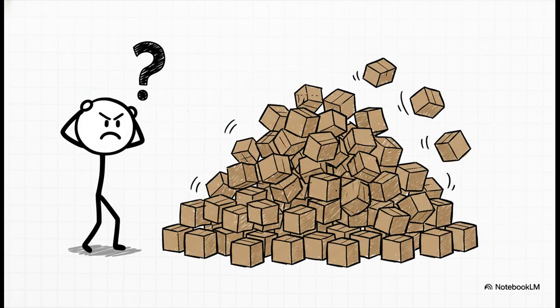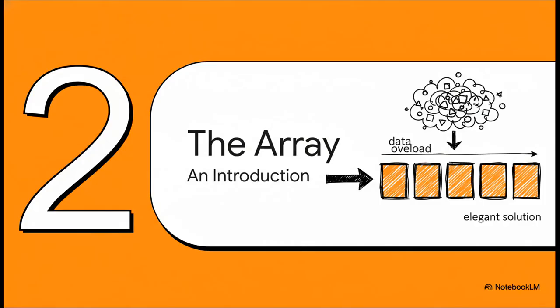So what's plan B? Maybe test score 1, test score 2, test score 3, all the way to test score 100? I mean, you could do that, but can you just imagine the headache of trying to manage all of those? It's clunky, it's messy, and frankly, it's just bad coding. There's got to be a better way. And of course, there is. This is where our hero of the day comes in. Let's introduce the clean, elegant solution to our data overload problem, the array. This is the tool that's going to let us organize all that info neatly.